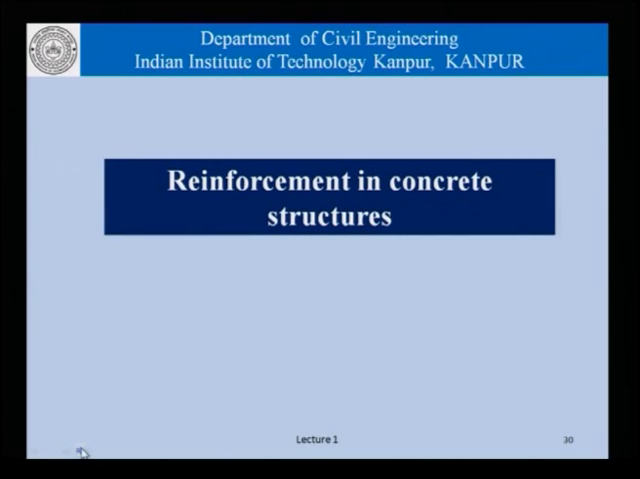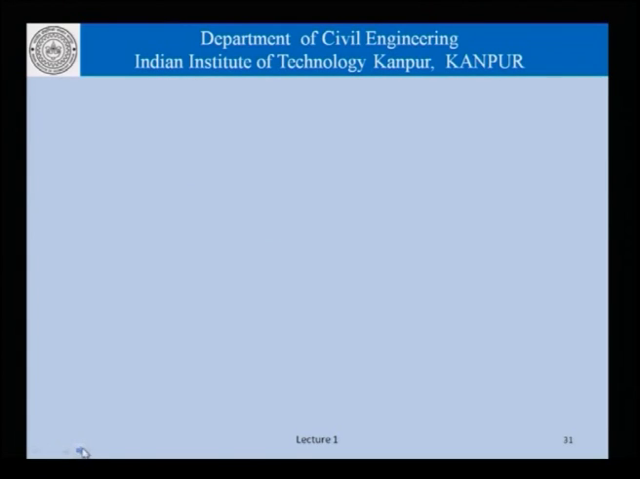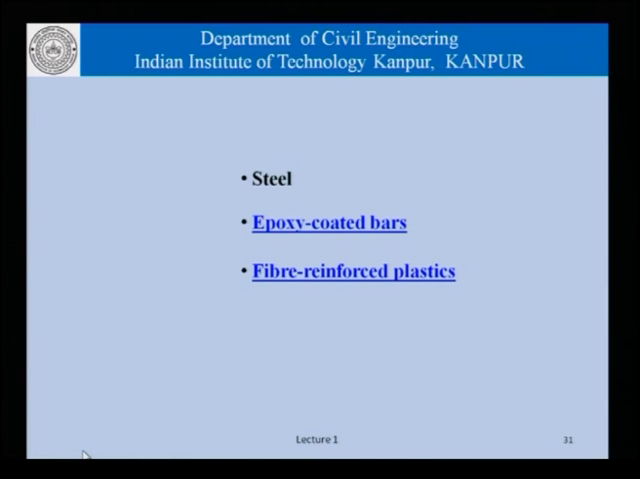Coming to the reinforcement in concrete structures, we know that typically we use steel as a reinforcing material. We will not talk much about steel in this course, but we will talk a little bit about epoxy coated bars and fiber reinforced plastics. These two are alternative reinforcing materials to steel and are important for a concrete engineer to know, because they are the answers in cases where concrete is likely to be subjected to reinforcement corrosion.